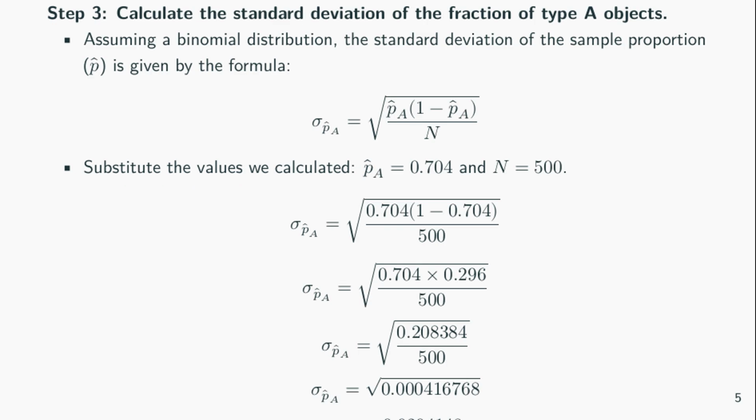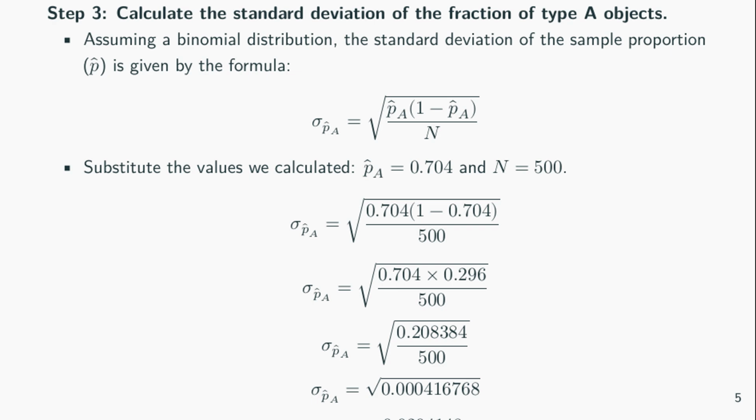Step 3. Calculate the standard deviation of the fraction of type A objects. Okay, next up is the standard deviation. Since we are assuming a binomial distribution, the standard deviation of the sample proportion, which is our P hat, is given by a specific formula. The formula for the standard deviation of P hat A is the square root of the quantity P hat A times 1 minus P hat A, all divided by N. So sigma P hat A equals the square root of the fraction with P hat A times open parenthesis 1 minus P hat A, close parenthesis on top, and N on the bottom.